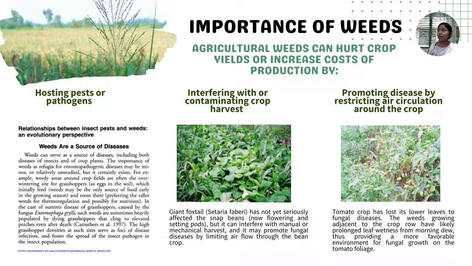So if these pests, other than the weed, could reproduce prolifically, what would happen? It would actually result in a great pest problem in the future if not controlled.